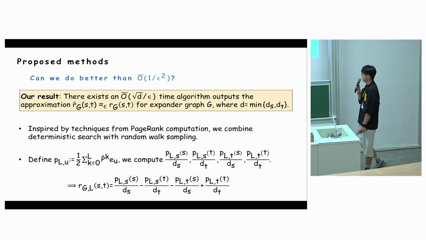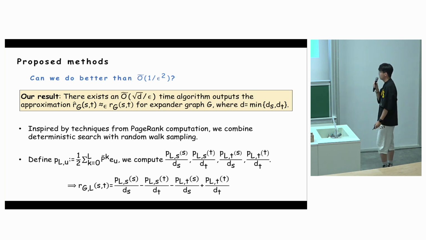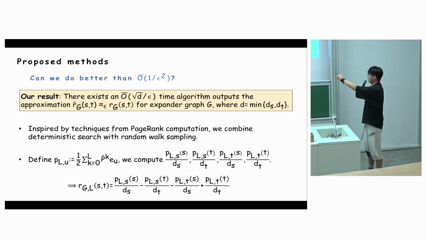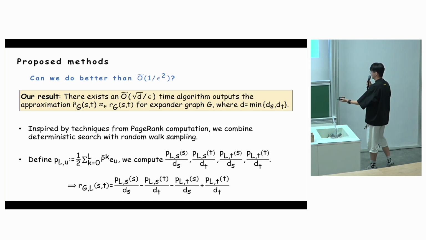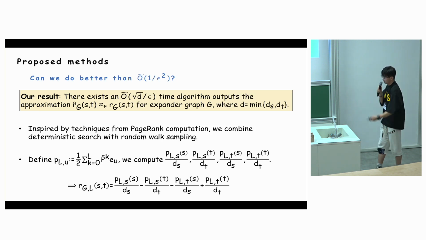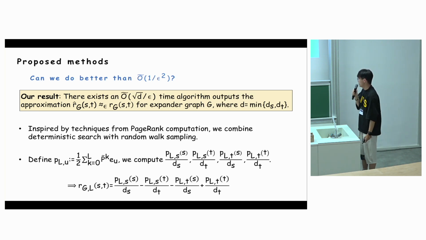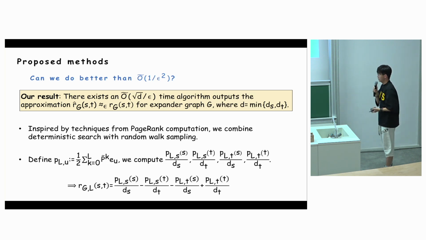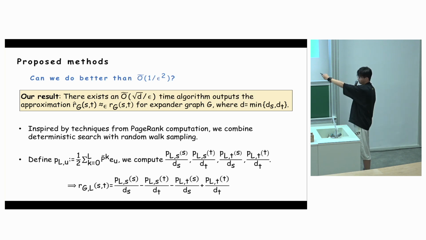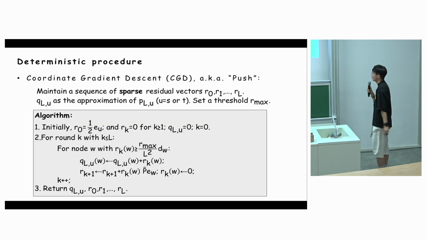The technique of this paper is inspired by the PageRank computation, where we combine the deterministic search algorithm with random walk sampling. We can define the vector p_{L,u} as 1/2 times the L-step truncation of the Taylor expansion of the lazy probability transition matrix applied to e_u. Then we can compute the four terms, and by the definition of the L-truncated s-t effective resistance, this is a linear combination of these four terms. So we just need to focus on the approximation of these four terms.